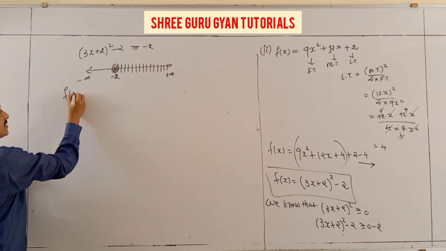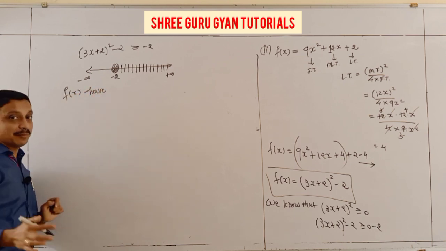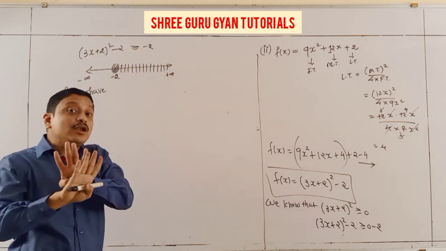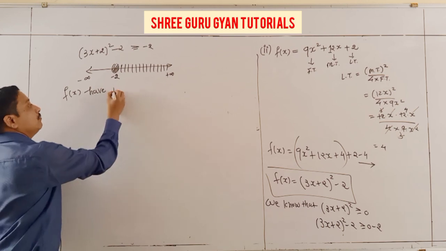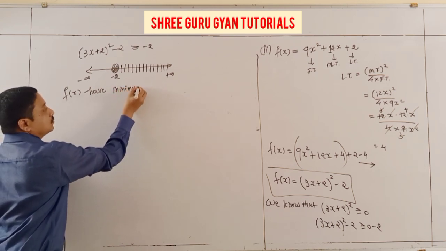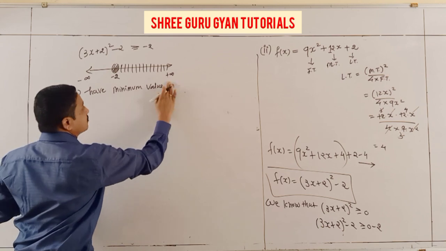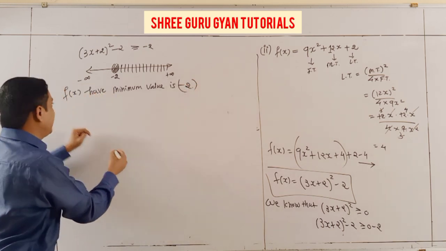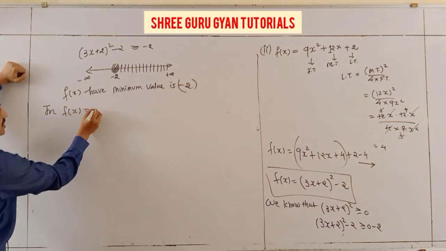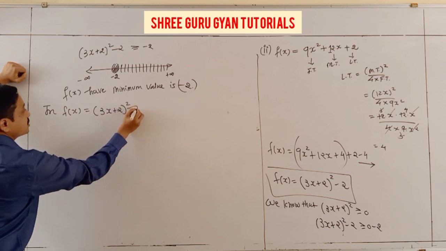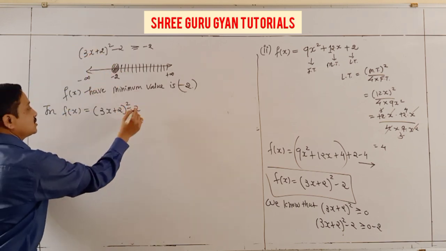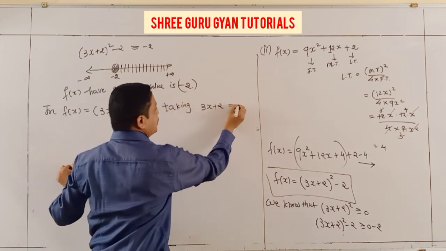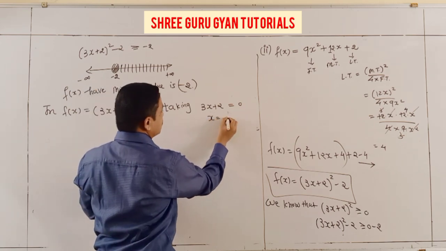So does f(x) have a maximum or minimum? Minimum. The maximum keeps increasing up to infinity, so we cannot say that. So f(x) has minimum value minus 2. Now at which place is it minus 2? I take again f(x), my question: (3x plus 2) whole square minus 2. We take 3x plus 2 equal to 0. So what is x? Minus 2 third.